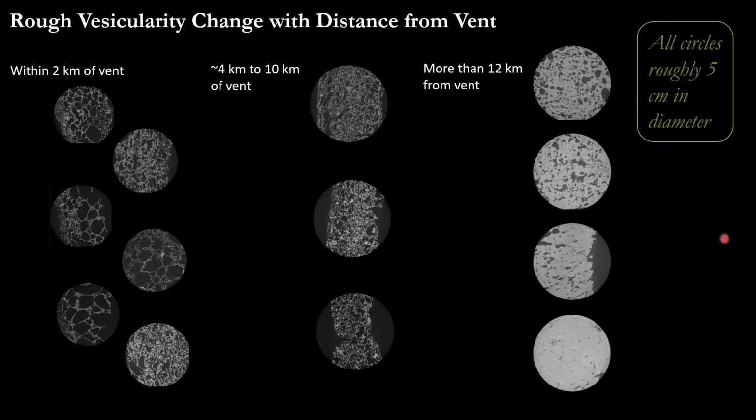So there is a rough vesicularity change with distance, but it isn't exact. You can see that within the first 2 kilometers of the vent, you do get these much larger open vesicular pockets in your samples, whereas 4 to 10 kilometers from the vent, you tend to get more collapsed meshes. And then more than 12 kilometers from the vent, you do get these much more dense, less vesiculated samples.